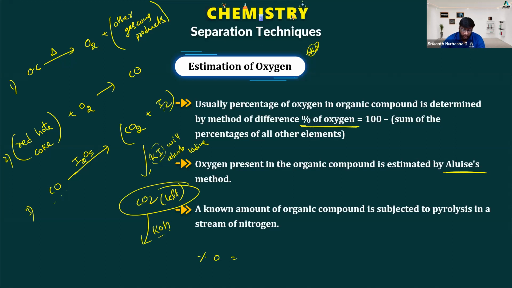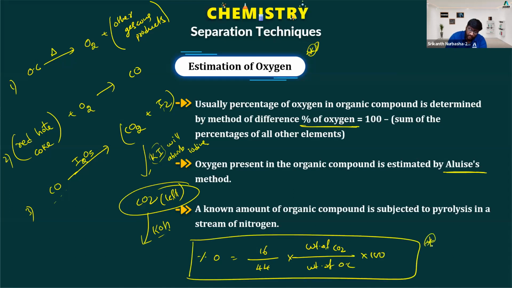That means you will use the formula: percentage of oxygen is equal to 16 divided by, here you are not supposed to write 32, although we have two oxygens. Since we are talking about only one oxygen atom, percentage of oxygen is equal to 16 divided by 44, into weight of CO2 formed divided by weight of organic compound, into 100. So these are the techniques. Is that clear or not?